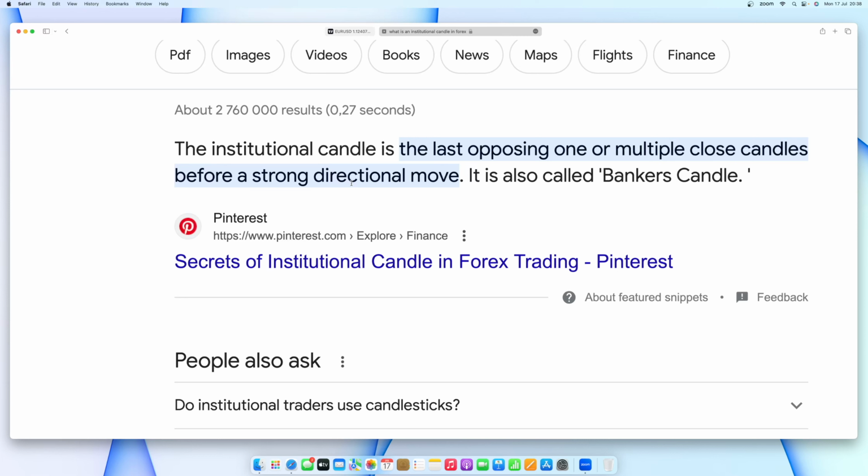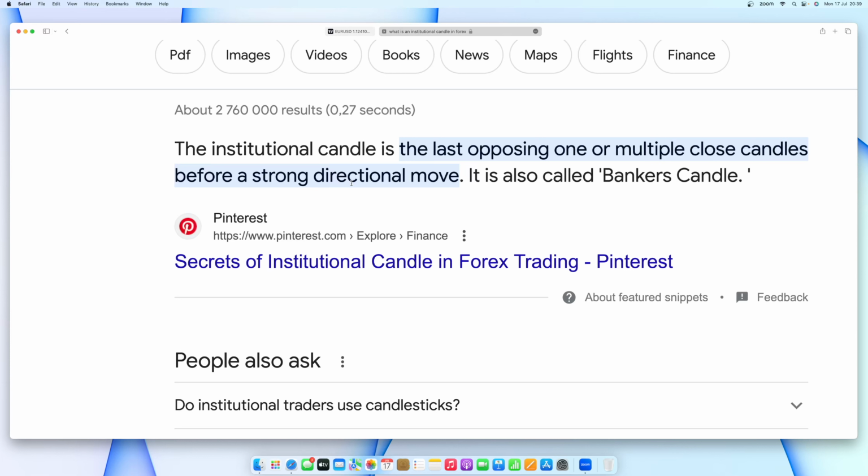The institutional candle is the last opposing one or multiple close candles before a strong directional move. Okay, it is also called a banker's candle. So this is the definition given to us for what an institutional candle is.